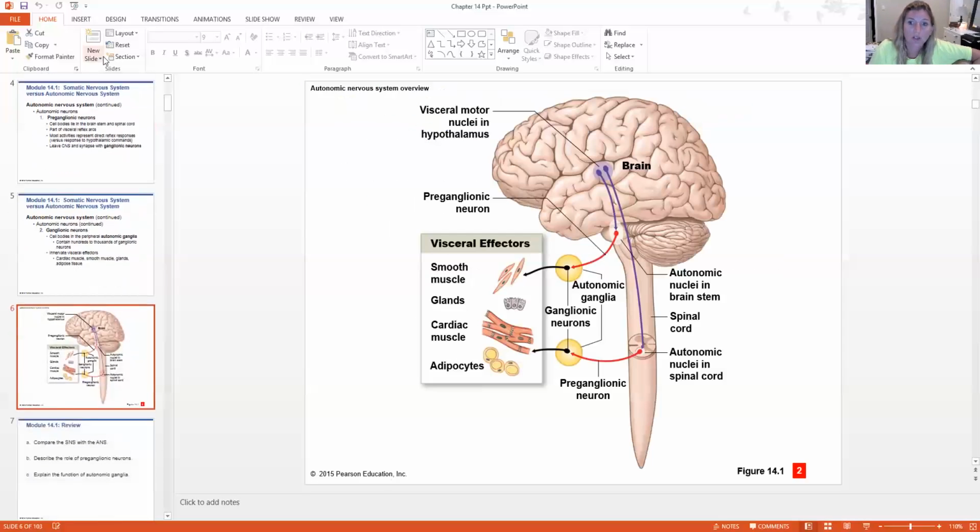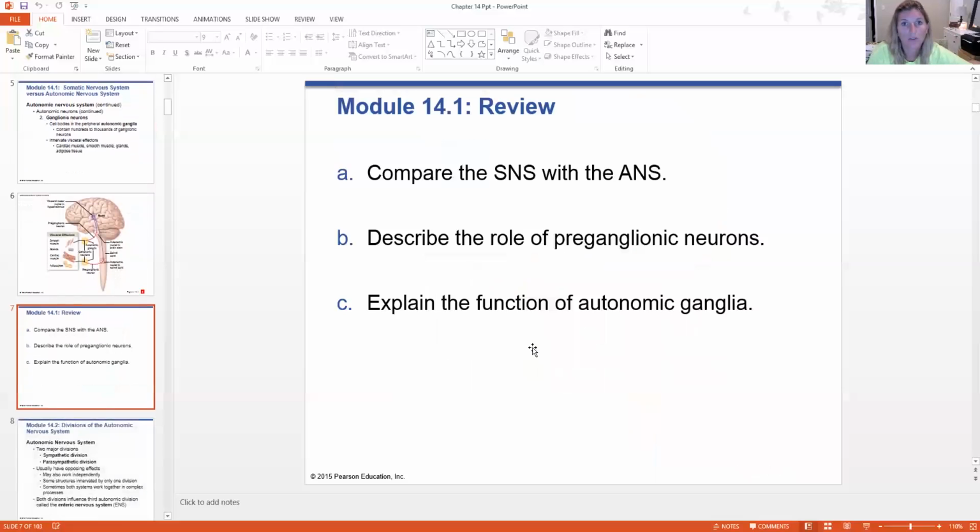So here you see what I mean. The visceral nuclei within the hypothalamus send signals down out the autonomic nuclei of the brainstem or down through the spinal cord to a preganglionic neuron. The preganglionic neuron has a cell body inside the central nervous system, and then it synapses somewhere with a ganglionic neuron, which goes to a peripheral visceral effector. So you can pause the video here, go back and review these 3 questions.